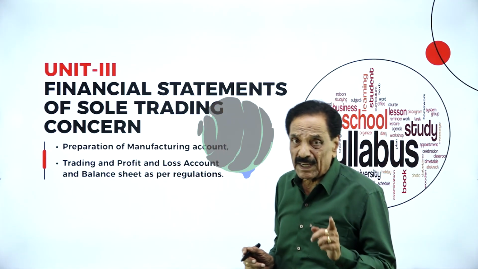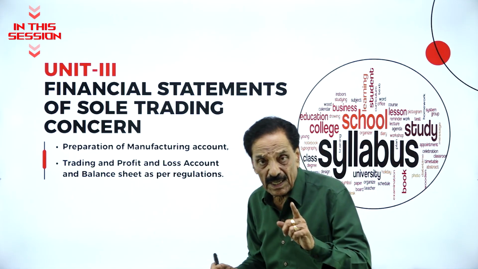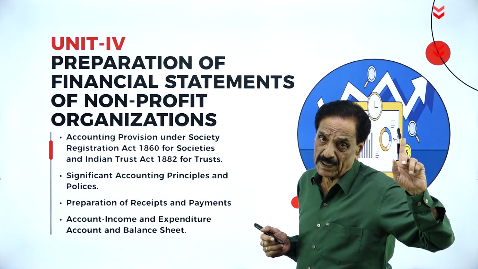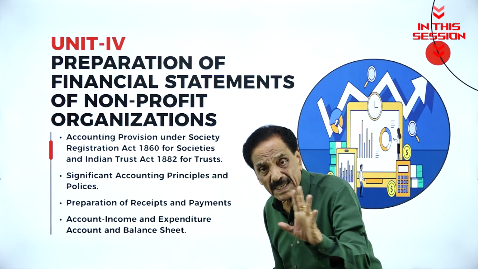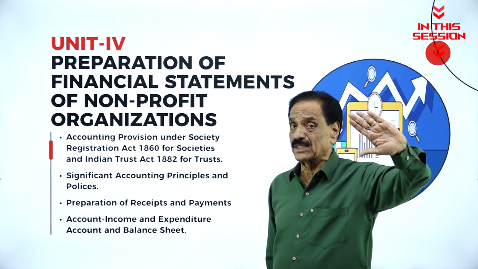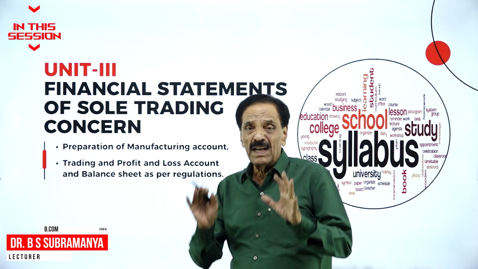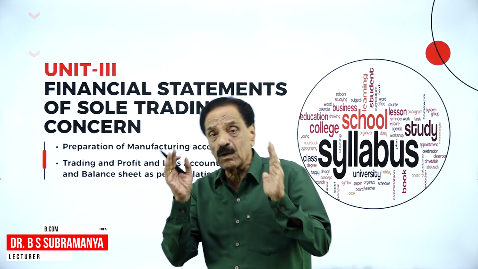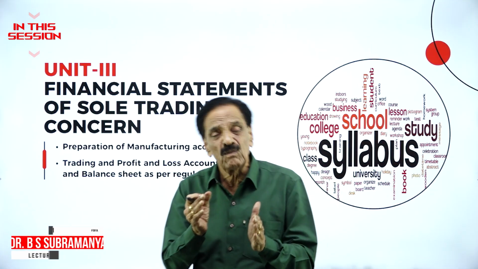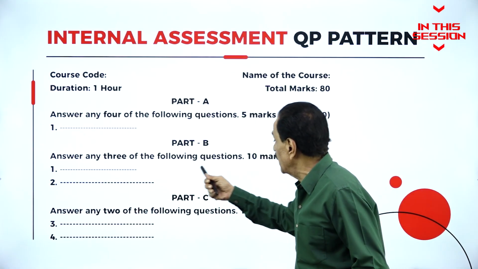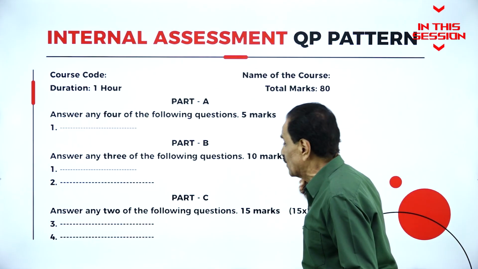When you prepare the trading account, it gives the result of gross profit or gross loss. We won't say profit and loss account because it is not a trading concern, it's a non-trading concern. So we are going to prepare the final accounts of an individual. Here we are going to prepare trading account, profit and loss account and a balance sheet. Answer any three of the following questions. 10 marks, 10 into 3, 30.